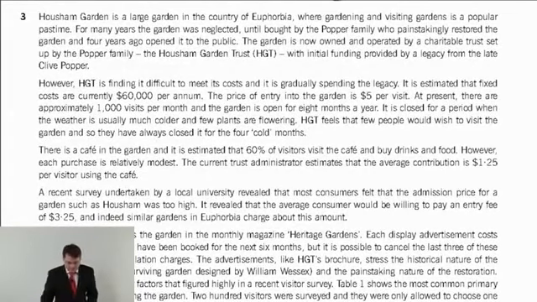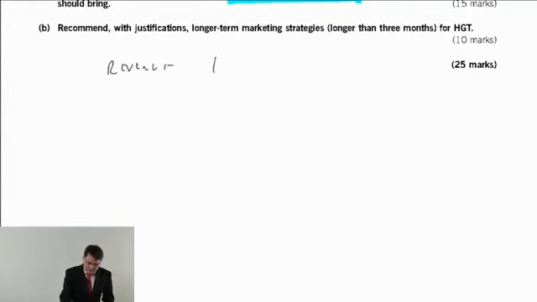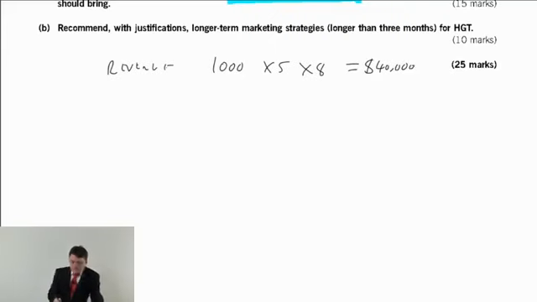Well, it says that the price of entry is $5 and there are 1,000 visits a month and they're open for 8 months a year. Right, so their revenue then is going to equal 1,000 people a month times $5 times the 8 months that they are open, and that is $40,000. So you can see they're going to make a loss.